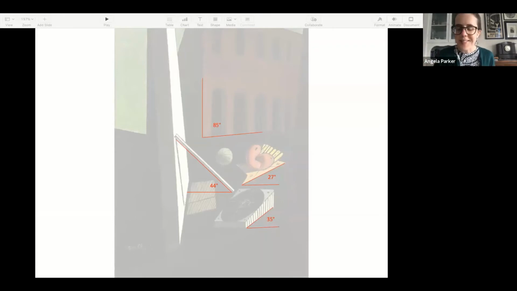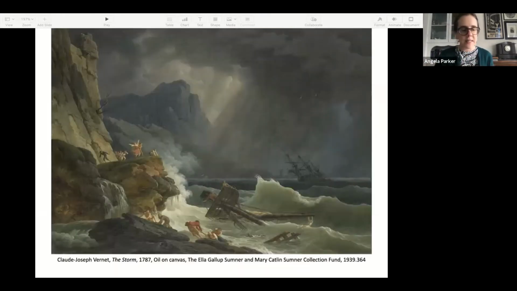And speaking of landscape, we then looked at pieces like Claude Joseph Vernet's The Storm from 1787. Vernet was an 18th century French painter who specialized in views of the ocean. And this is one of several paintings he completed showing storms at sea.